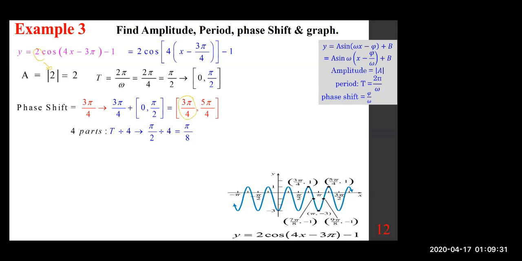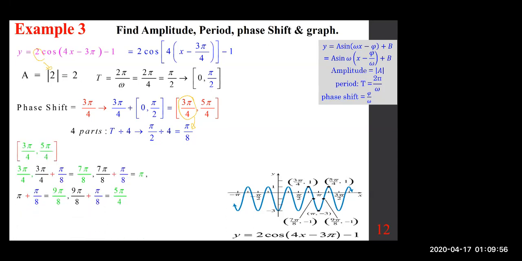Just add pi over 8. So that becomes one interval. And then another pi over 8. Another one, and the last one. And that gives you the 4 sub-intervals. You evaluate the function at the endpoints.